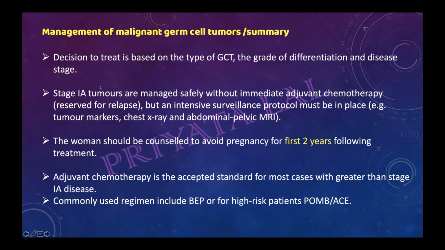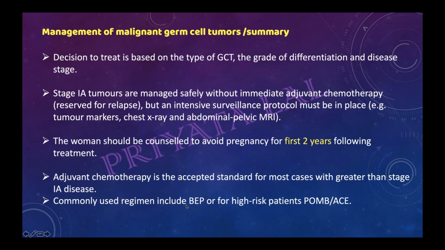Usually stage 1 can be safely managed without adjuvant chemotherapy, and active surveillance can be done. I will talk to you about the surveillance also. Women should be counseled to avoid pregnancy in the first 2 years because the relapse rate is very high. This is a question that comes. Even this is important for part 3 people also.